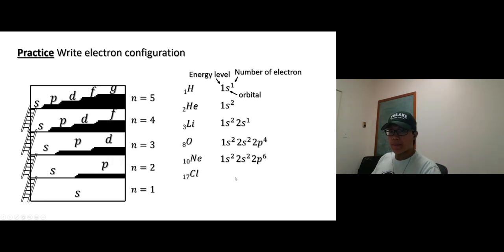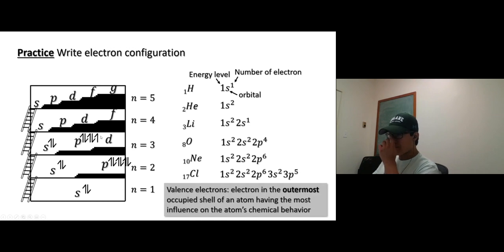Okay. All right. One more time. Chlorine, 17. So 17 electrons. So 2 in here, 2 in the 2s, 6 in 2p. That's 10 total. We got 7 more to go. So 2 in the 3s orbital, 5 more in 3p. So the electron configuration of chlorine will be 1s2, 2s2, 2p6, 3s2, and 3p5. There we go.